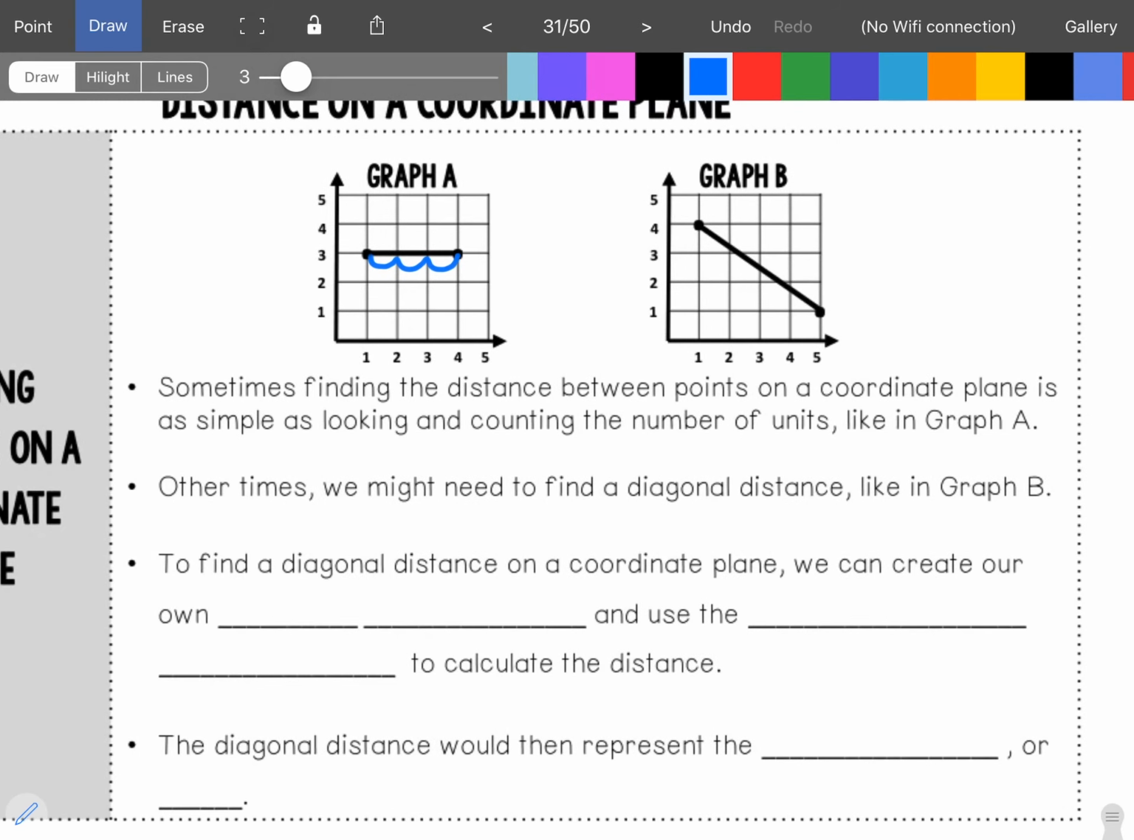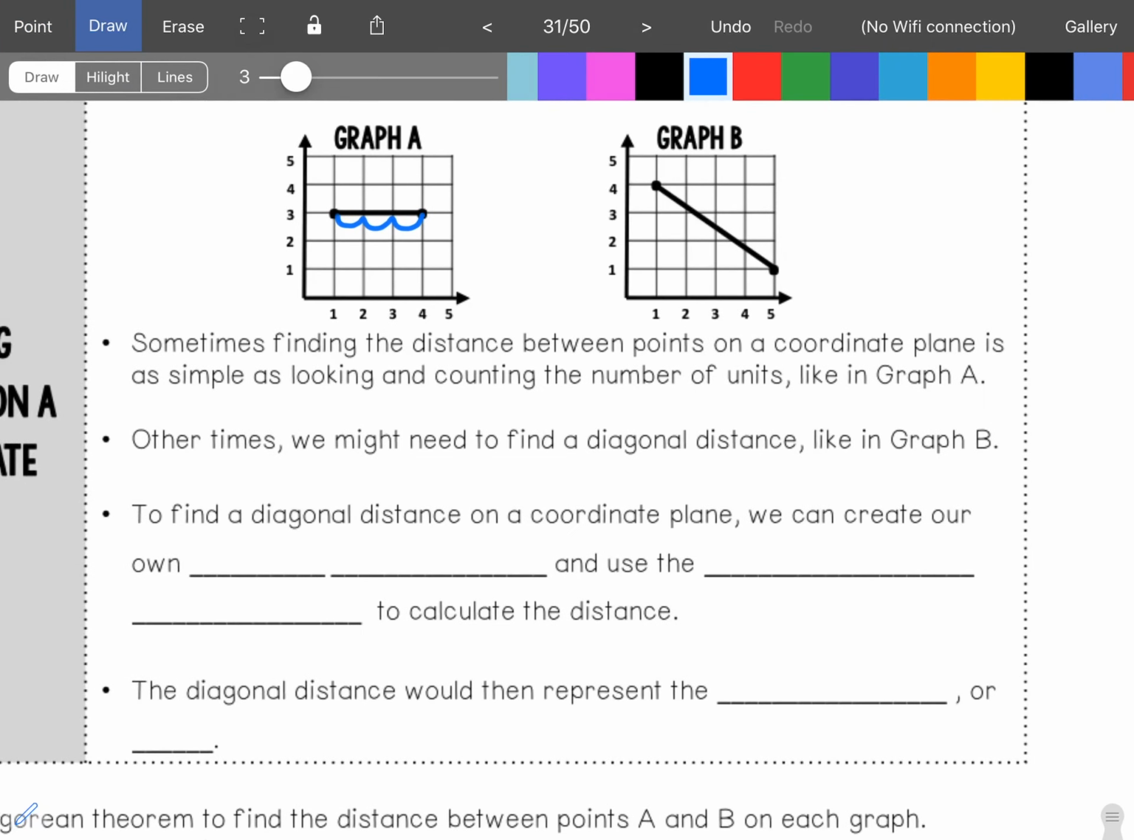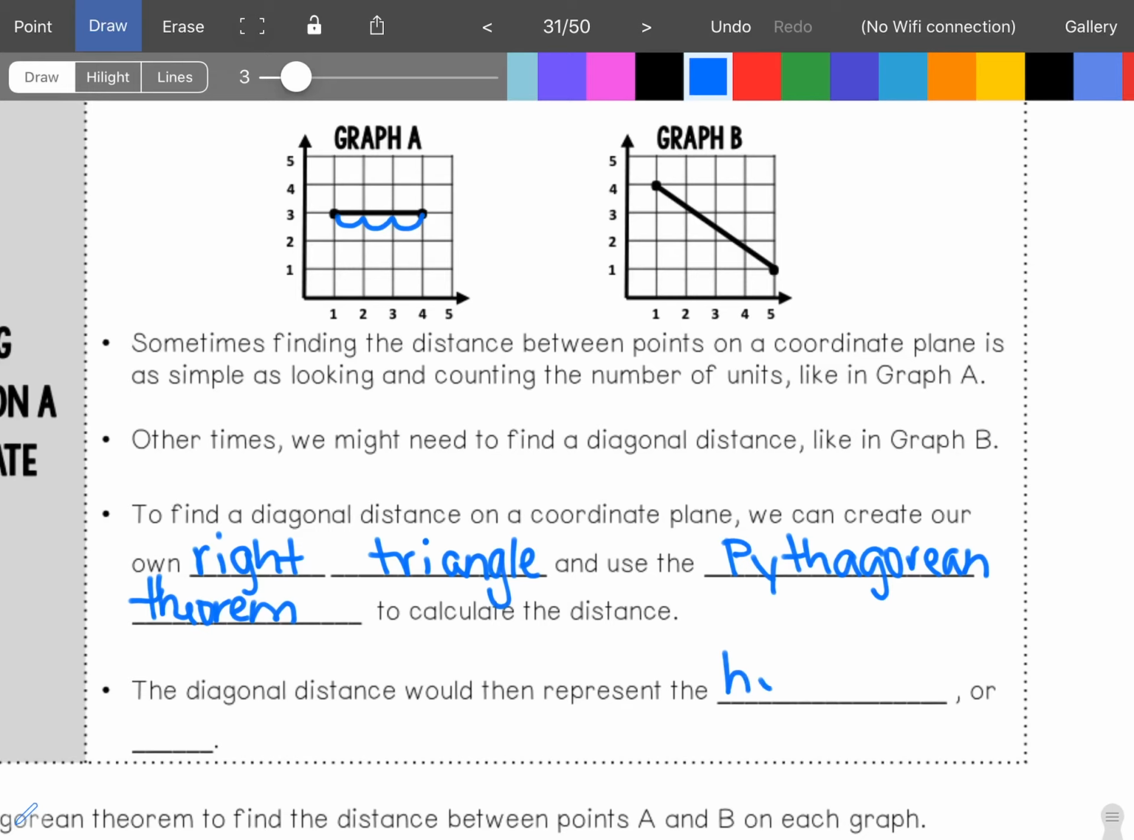Other times we might need to find a diagonal distance, like in graph B. We cannot just count through the boxes like this, so we have to use another method. To find a diagonal distance on a coordinate plane, we can create our own right triangle and use the Pythagorean Theorem to calculate the distance. The diagonal distance would then represent the hypotenuse, or the C as we call it.